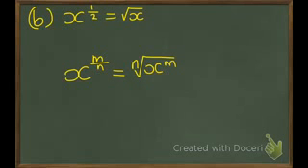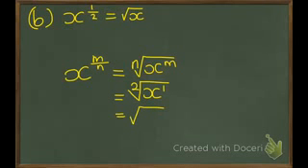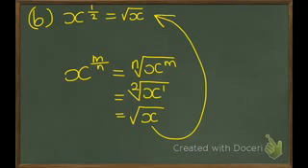Now, in this case, m is 1 and n is 2, so let's substitute that in. What we would get is the second root of x to the power of 1. Now, this is equal to the square root of x to the power of 1. And x to the power of 1 is simply x. So therefore, that is how I got to that. Okay? Now, let's try part C.